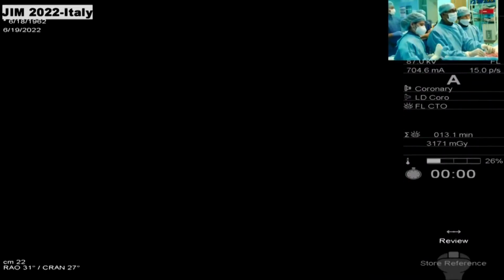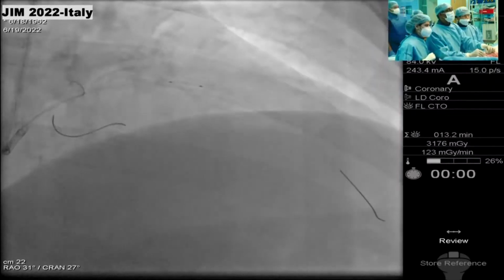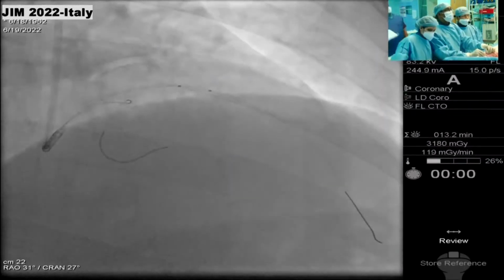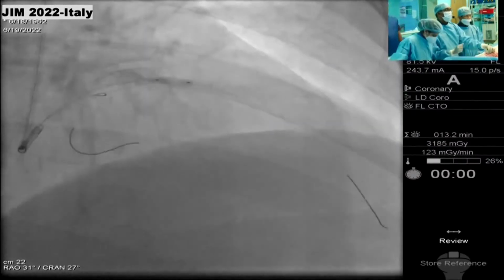So unlike when there is no OCT, when there is an OCT, you can take a decision based on that.